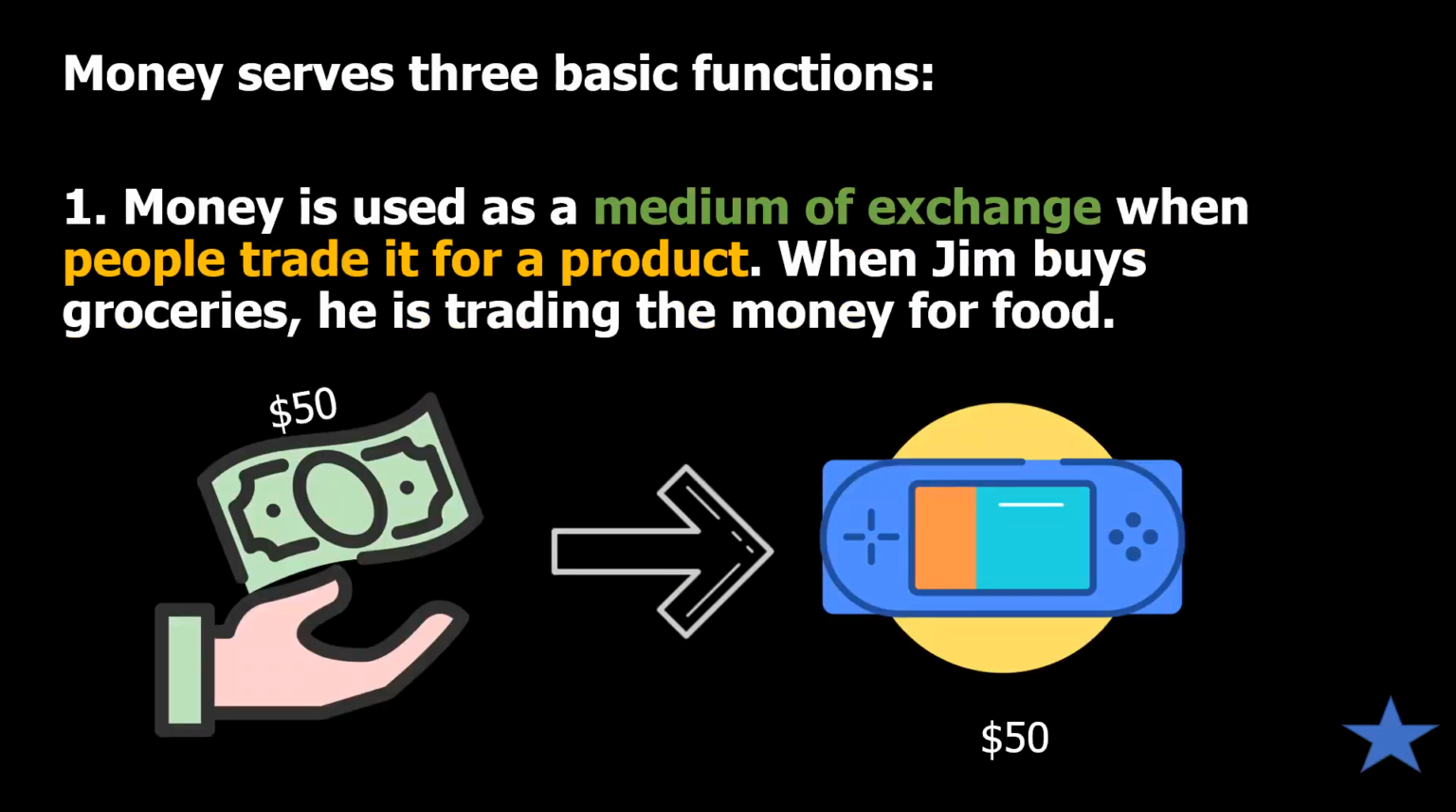And to close, you need to know that money serves three basic functions. That means that we use money for three different things. The first one is when we use it as a medium of exchange, when people trade it for a product. So when you go to the supermarket or you go to a video game store and you say, hey, I want a new console. And they tell you, okay, the price is $50, and you give them the $50 and they give you the console. That is money as a medium of exchange. You're exchanging your money for a product, in this case, a console.